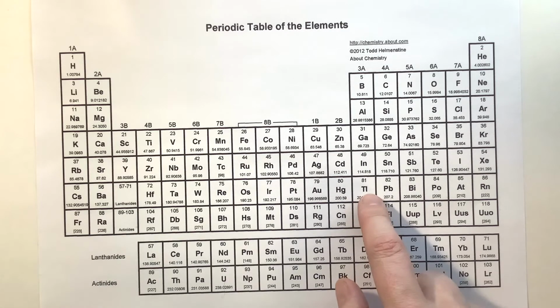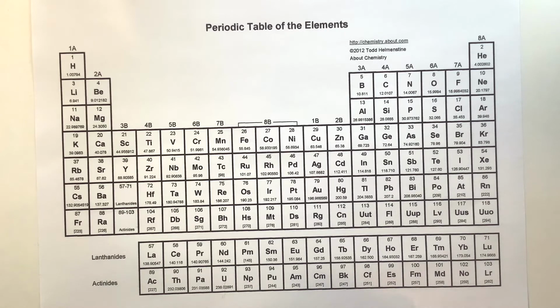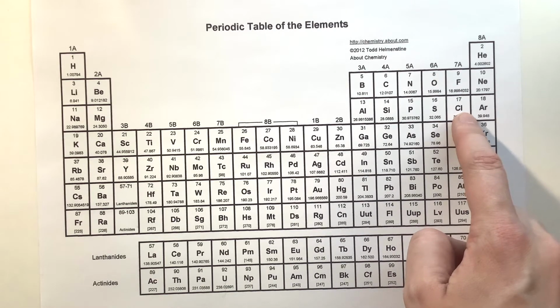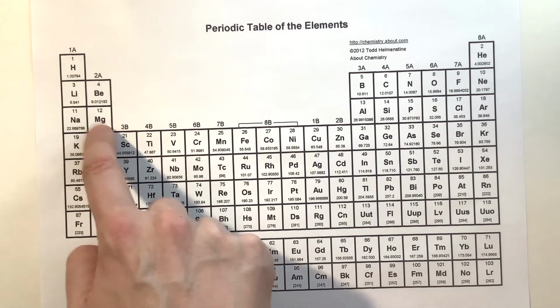See, this is a Tl, not a TI. That is a capital I, so it can get confusing. And Cl, chlorine, that's a lowercase l. Al, aluminum. Sc, the second letter is always a lowercase.